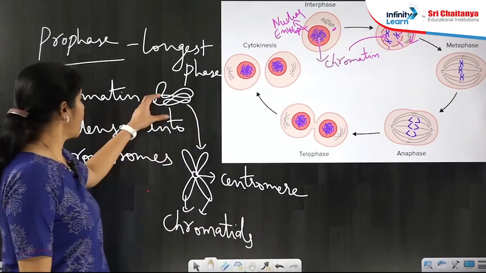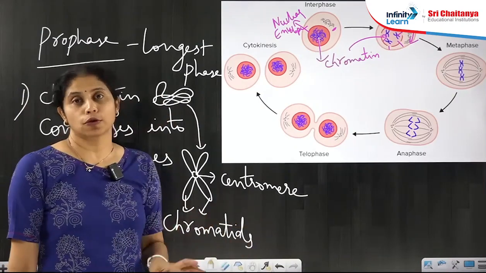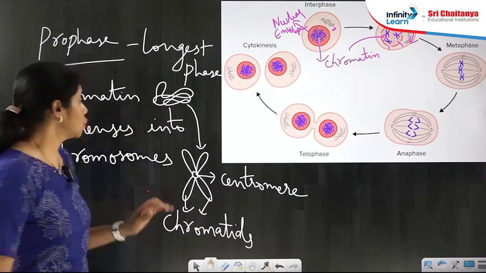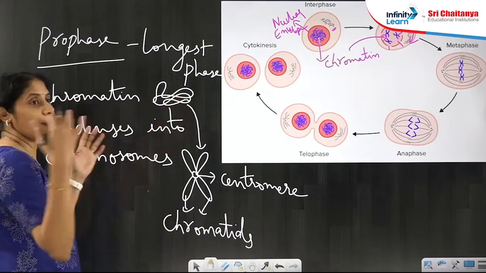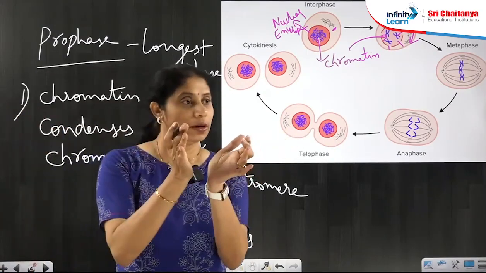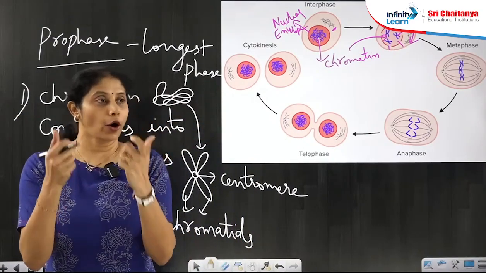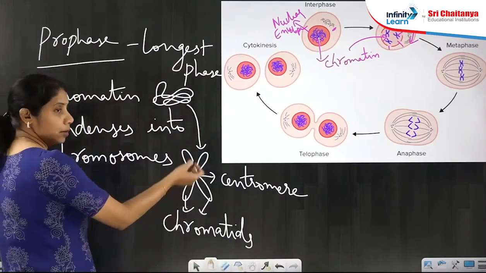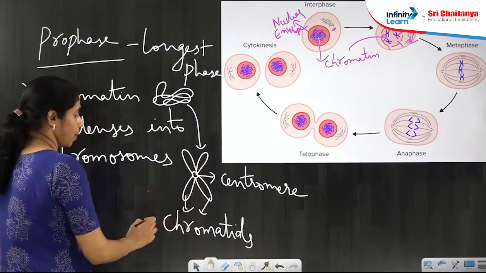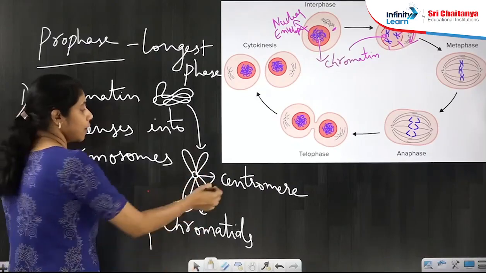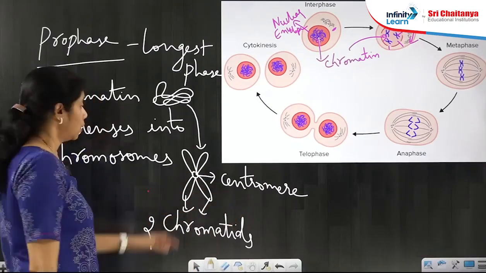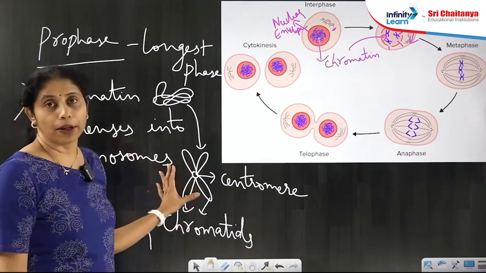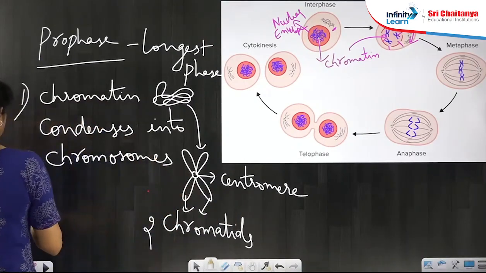Okay. So, chromatin will be transformed into chromosomes. That is the first event. So, chromatin, which is the elongated or expanded form, will undergo condensation to form the thick rod shaped chromosomes, and each chromosome will have two chromatids which are held together by one centromere. This is the first change that is going to happen in the prophase. Next, the second change.